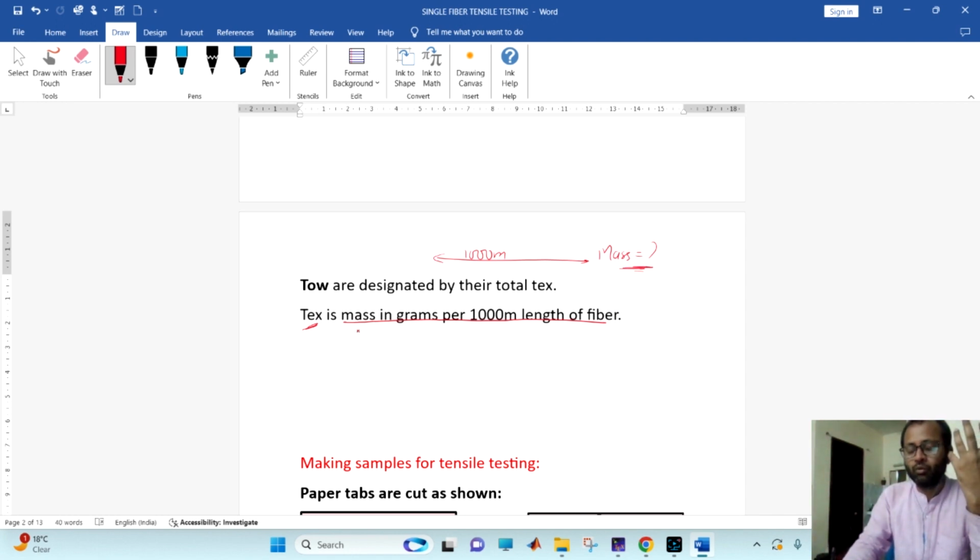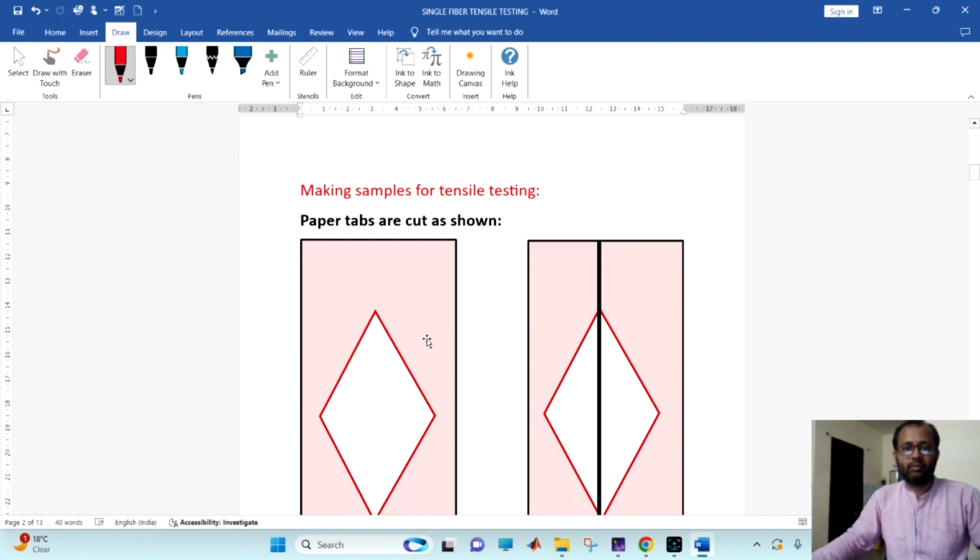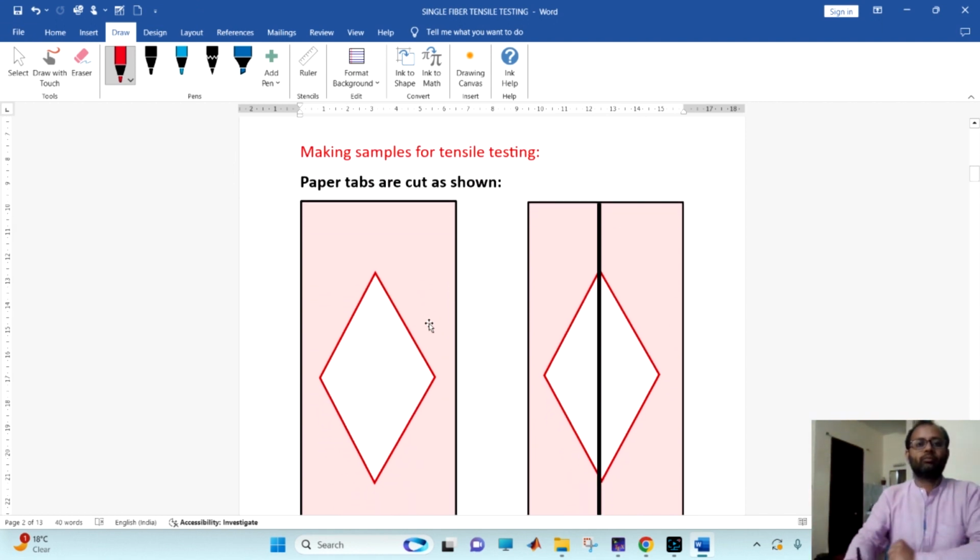For example, if we want to do single fiber tensile testing, we should know of which tex we are going to do the tensile testing. So how we are going to make the samples is a very important thing for single fiber tensile testing. Here you can see making the samples for tensile testing.